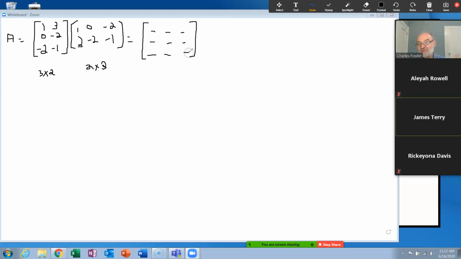You don't have to do this. I just choose to do it because it makes it easy. This position here is the first row, first column of your product. So you'll take the first row of A times the first column of A transpose. I'm going to write this down. This matrix here is A transpose. A superscript T means transpose. So first row by first column. What would that be?